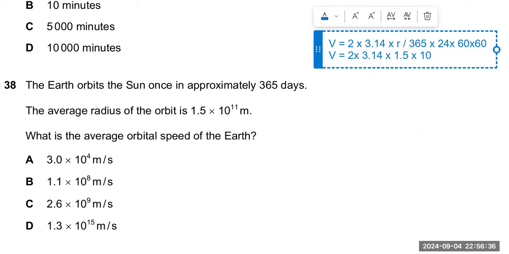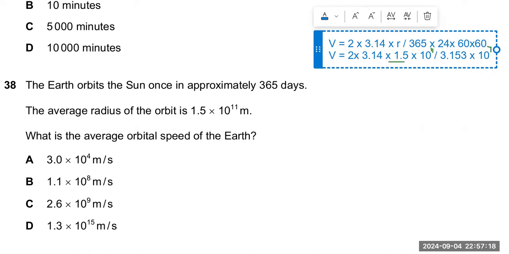I am going to write here by pen 10 raised to the power 11, divided by 365, 24, 60 and 60. I will solve it: 365 multiplied by 24 multiplied by 60 multiplied by 60. We will get 3.15153 into 10 raised to the power 7.